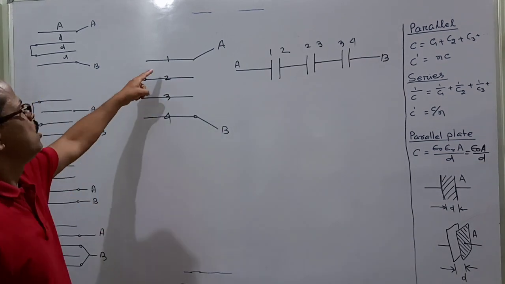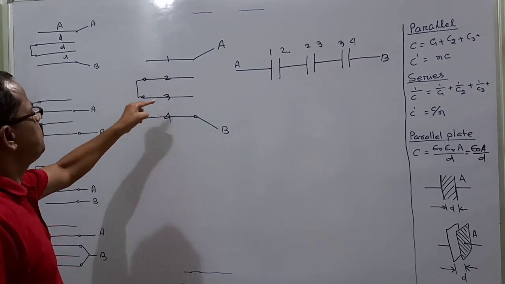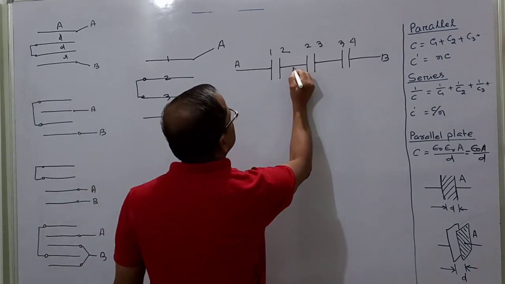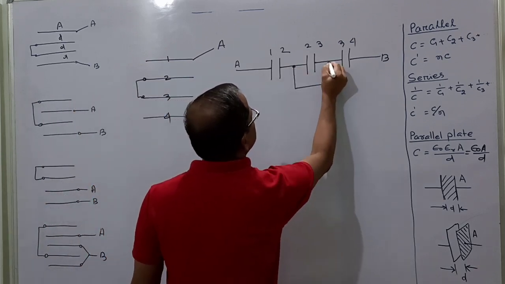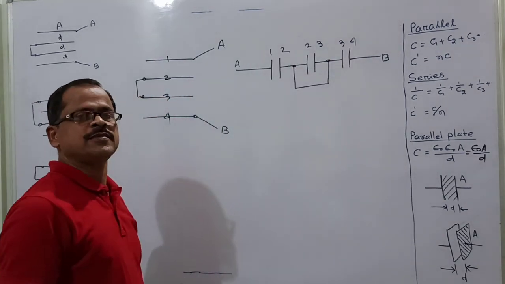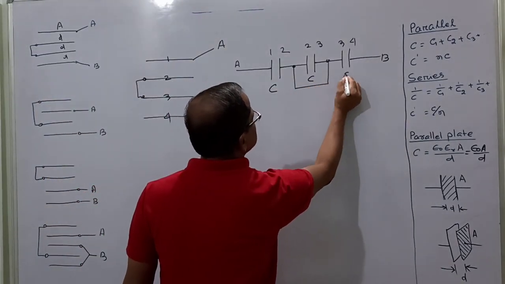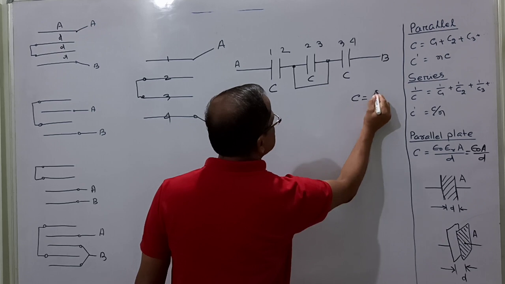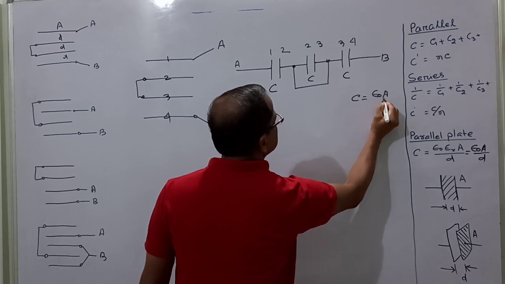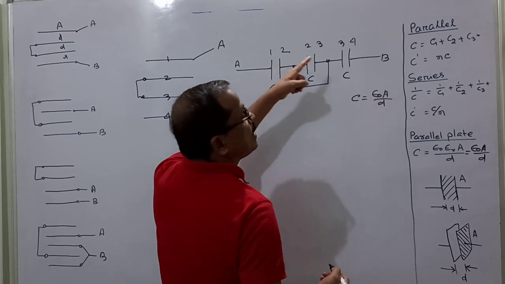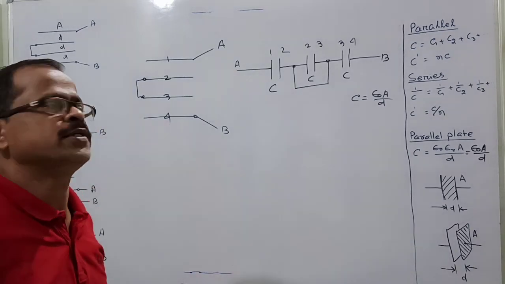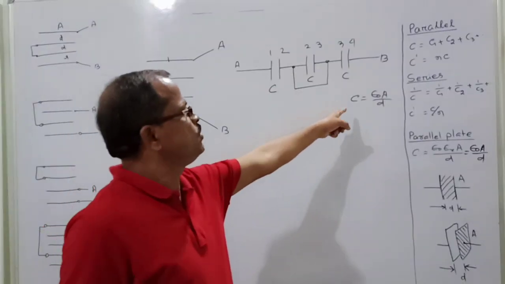One more thing: plates 2 and 3 are connected by a conductor. How many capacitors are there? There are three capacitors, and the capacitance of each capacitor is epsilon 0 A by D. That means they are air filled capacitors. So now C is equal to epsilon 0 A by D.